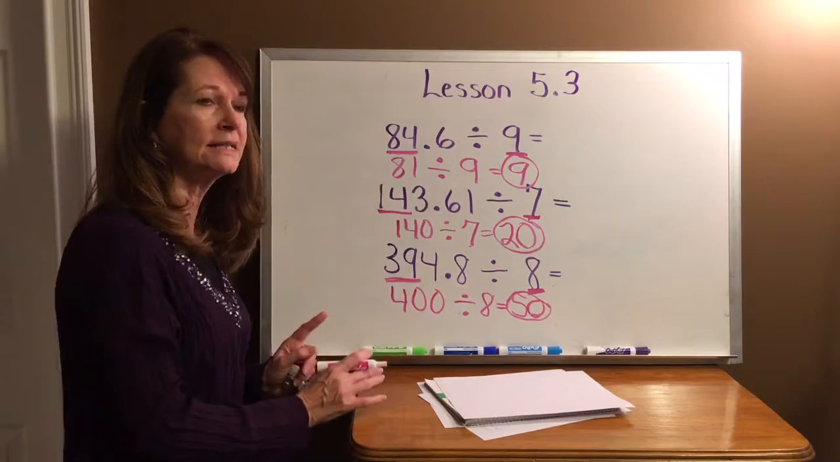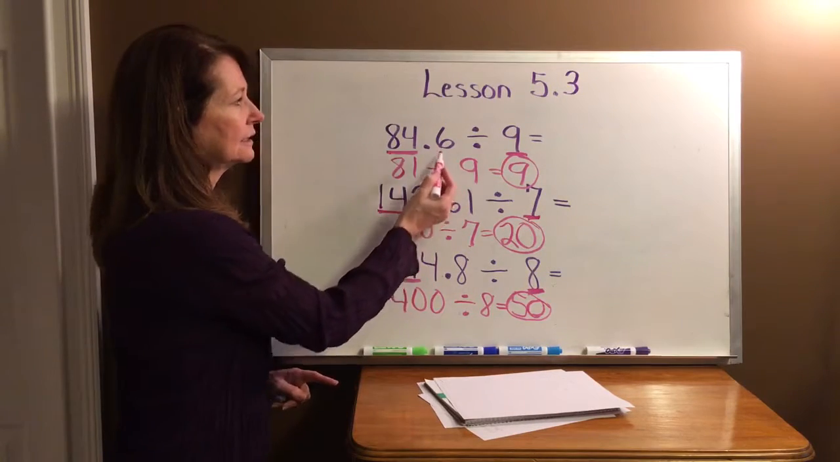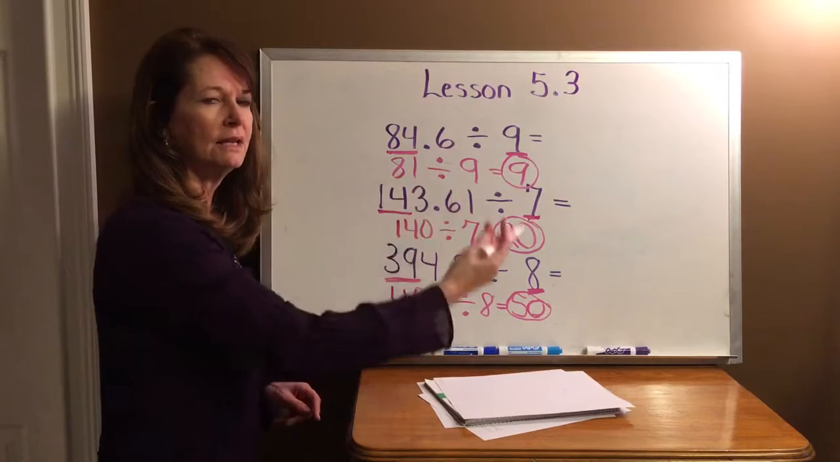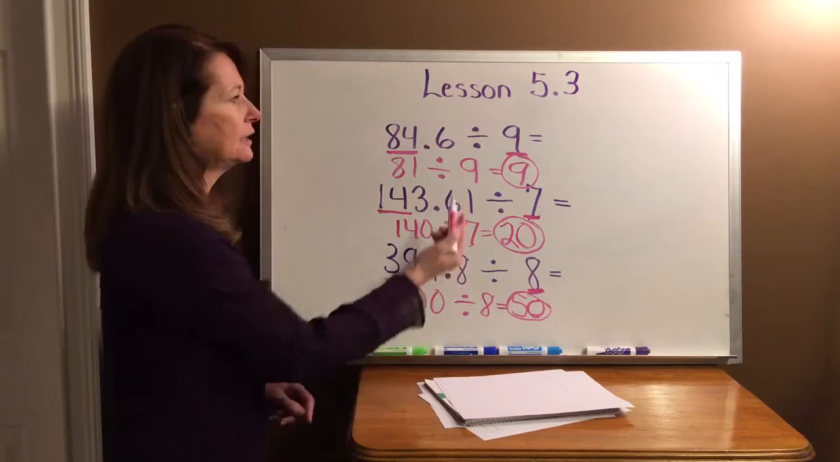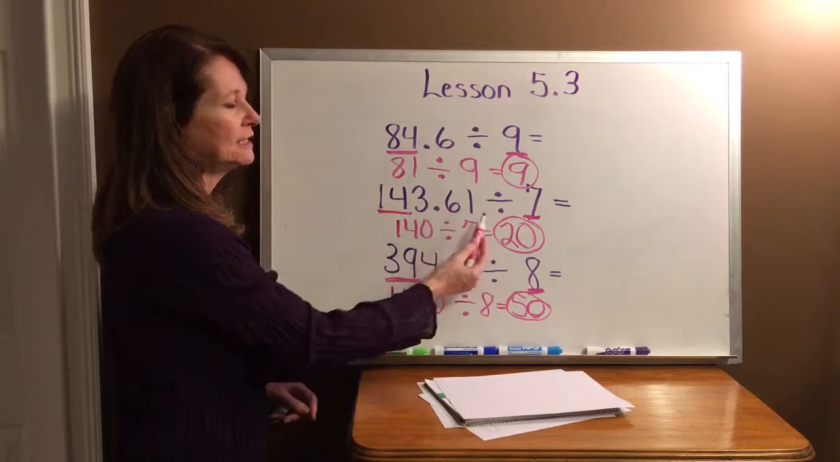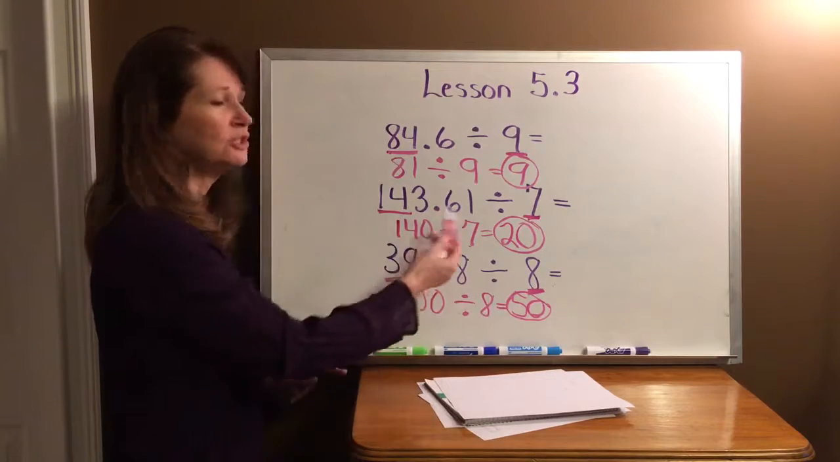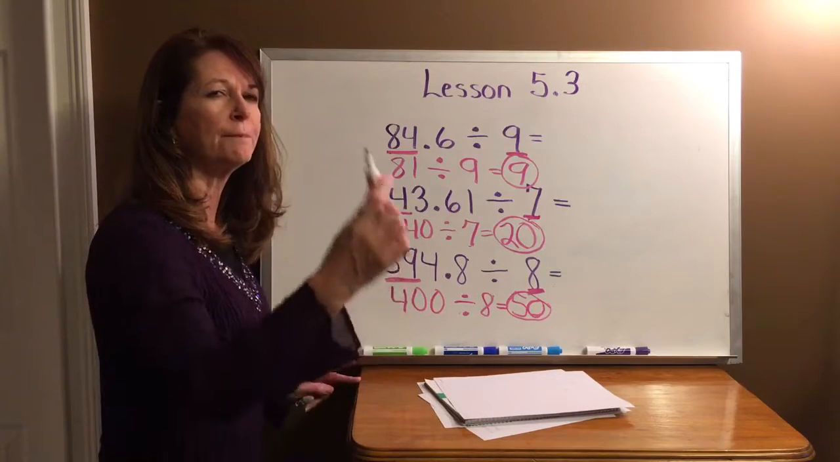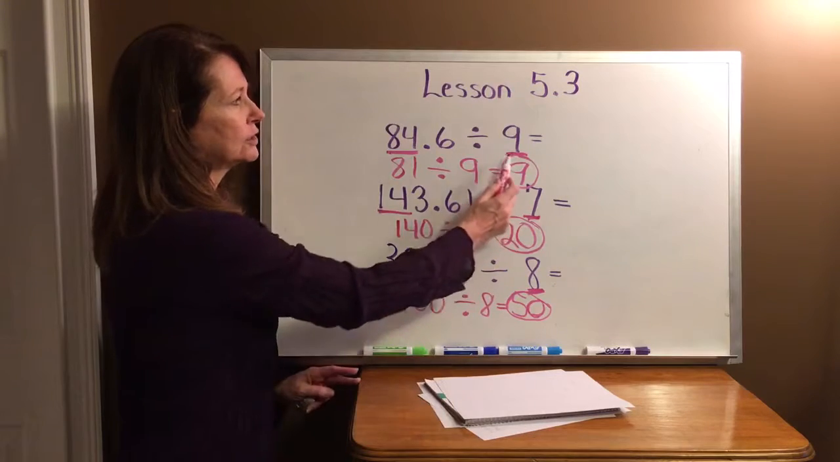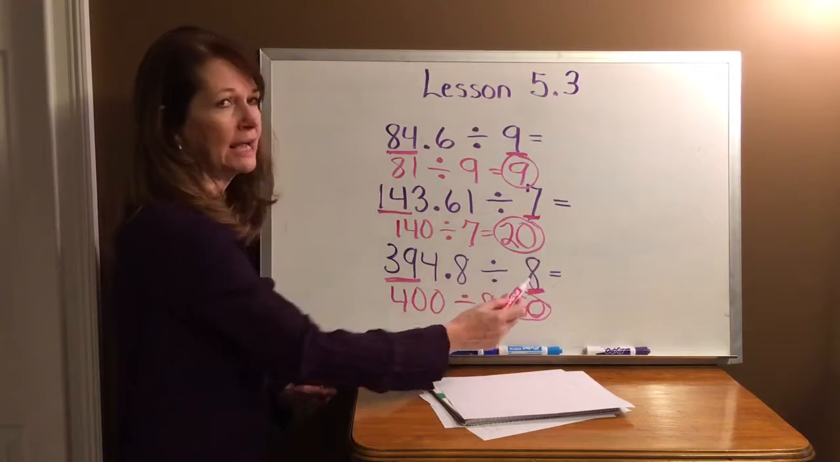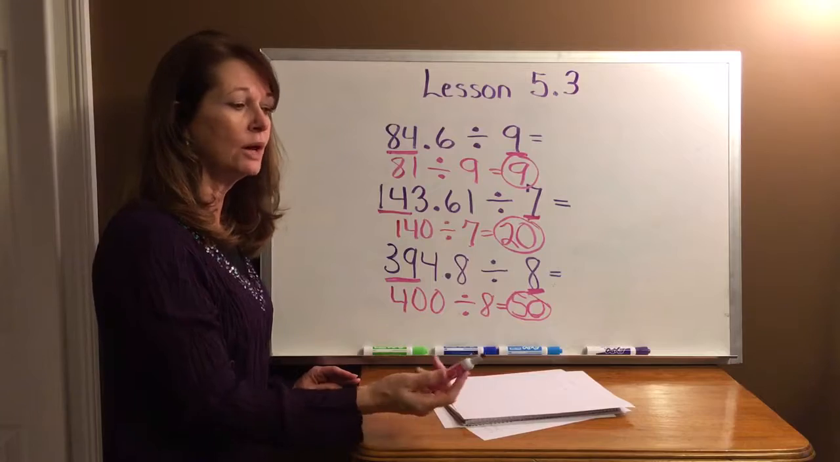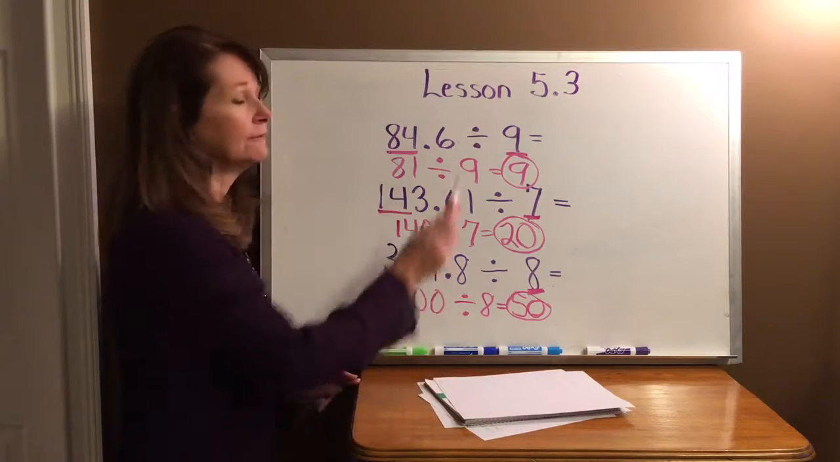Notice in all of these cases, I did not include whatever is in the parts. I did not include the tenths, the hundredths. I didn't really do any rounding. I looked for compatible numbers that worked with my whole number divisor. Okay, go ahead and practice some more on this lesson 5.3.